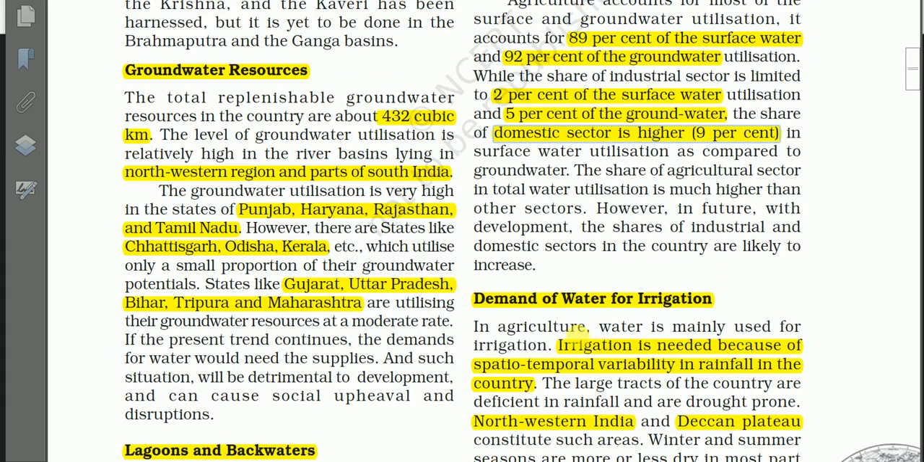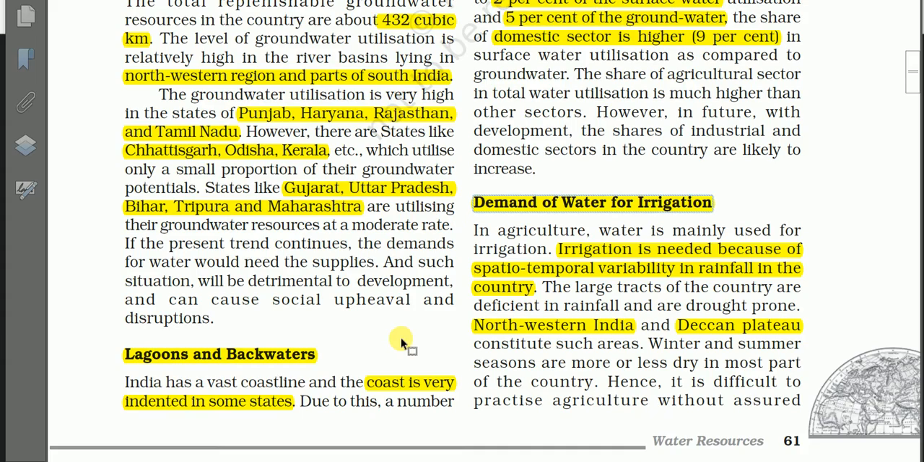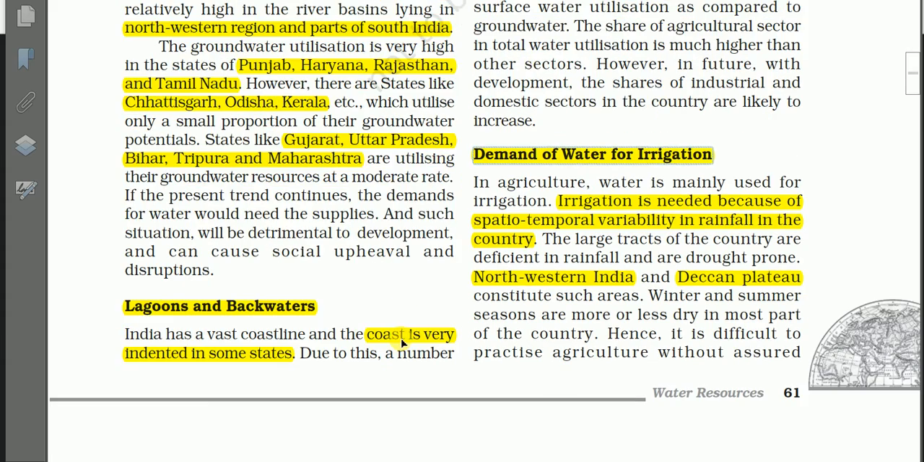Next, we have demand of water for irrigation. As we discussed earlier, the most important demand for water in India is for irrigation. Then why do we need irrigation? Why do we need irrigation in India? So let us find out the answer.